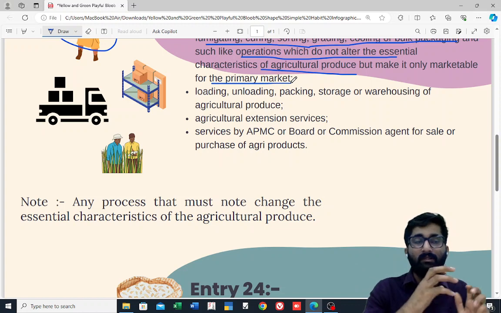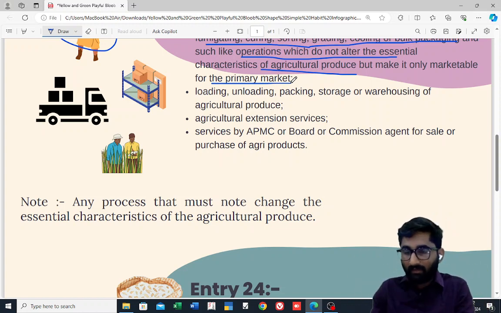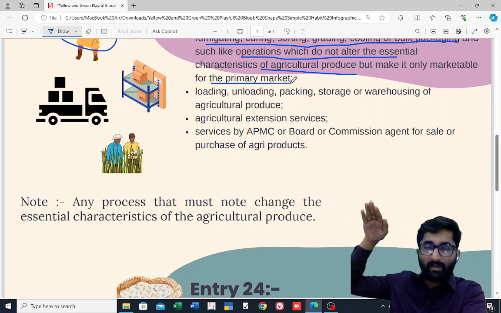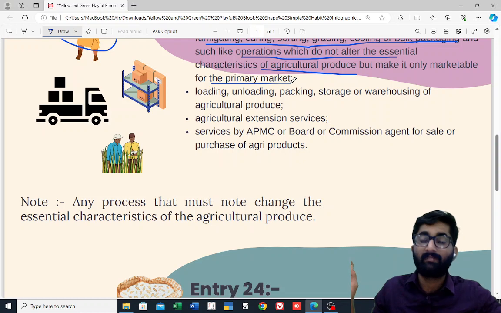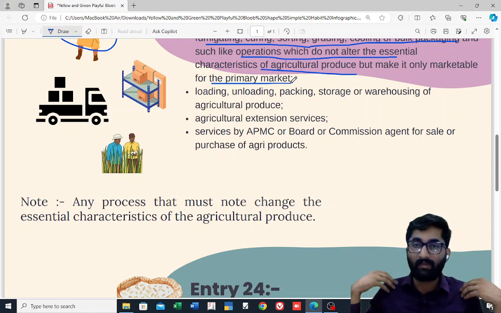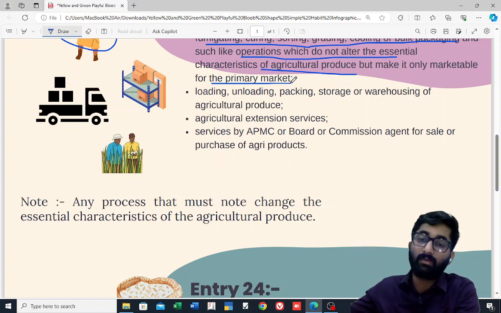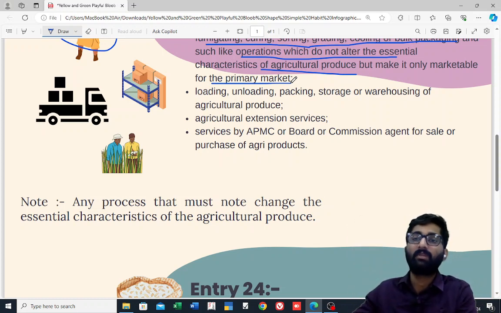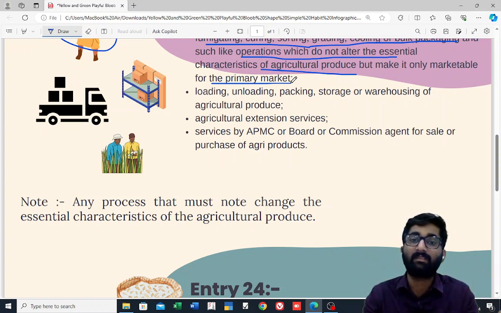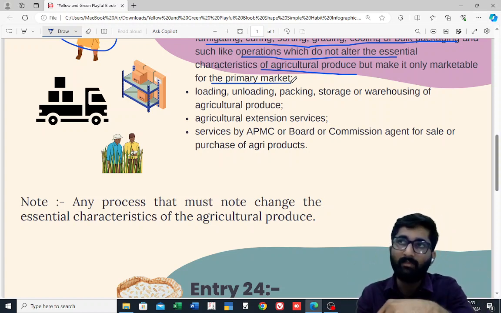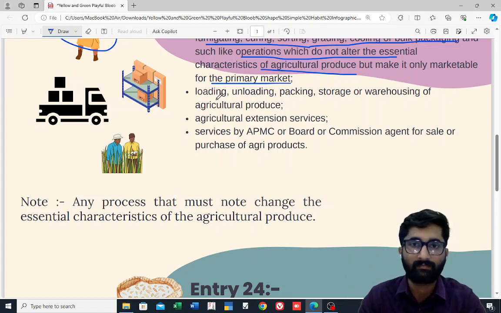After harvesting the paddy, we will collect the paddy and put it in one big gunny bag. Putting it into the gunny bag is not for retail purpose. Being a farmer, I'll put it in the gunny bag, load it, and later give it to the rice mill. Giving it to the rice mill is the primary market. If I sell this outside, then it is a secondary market.